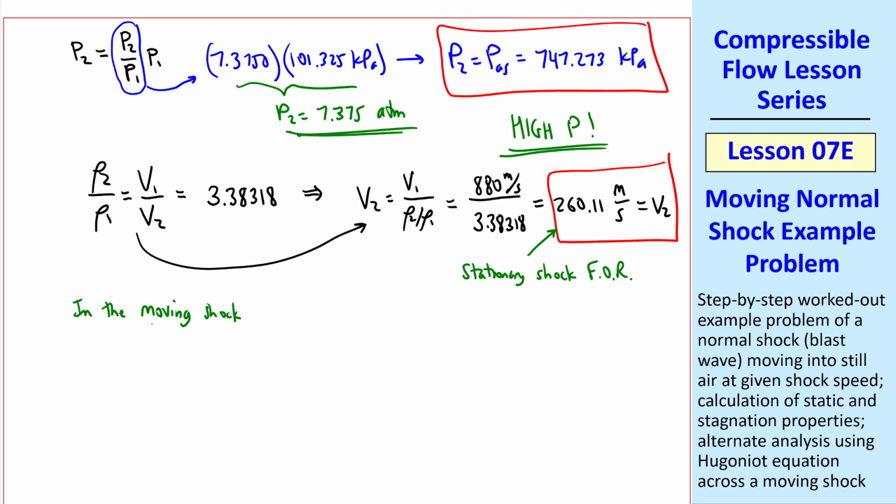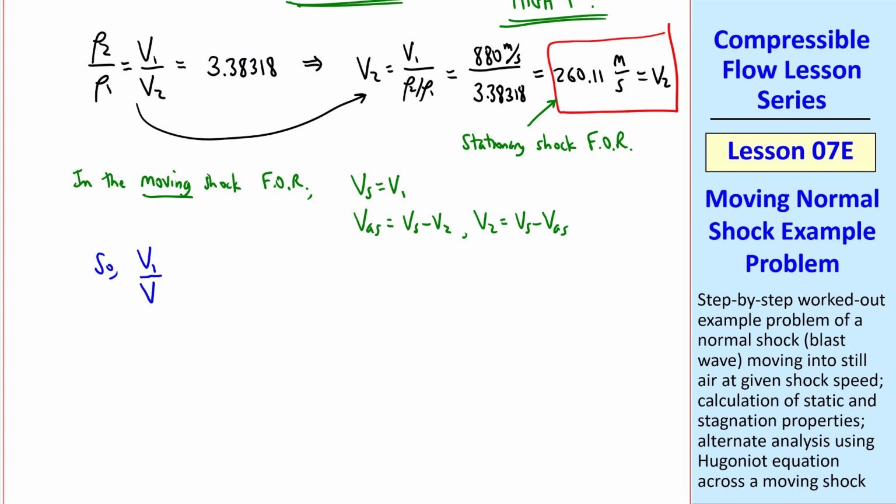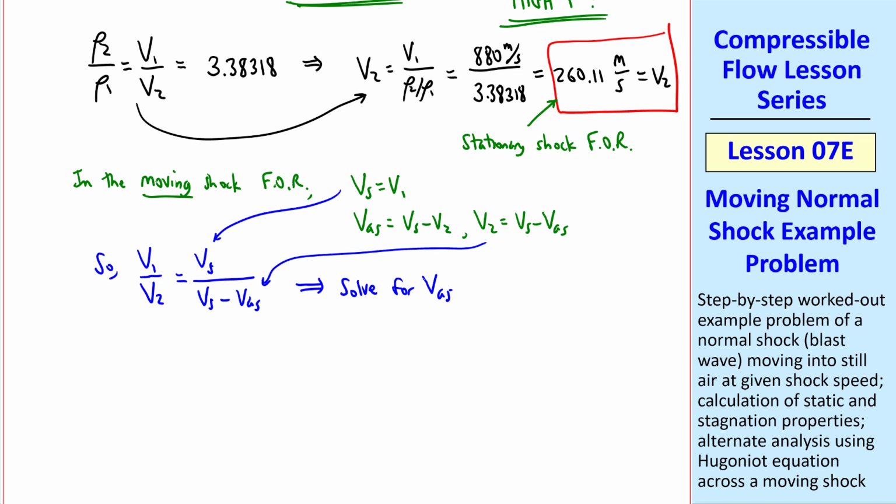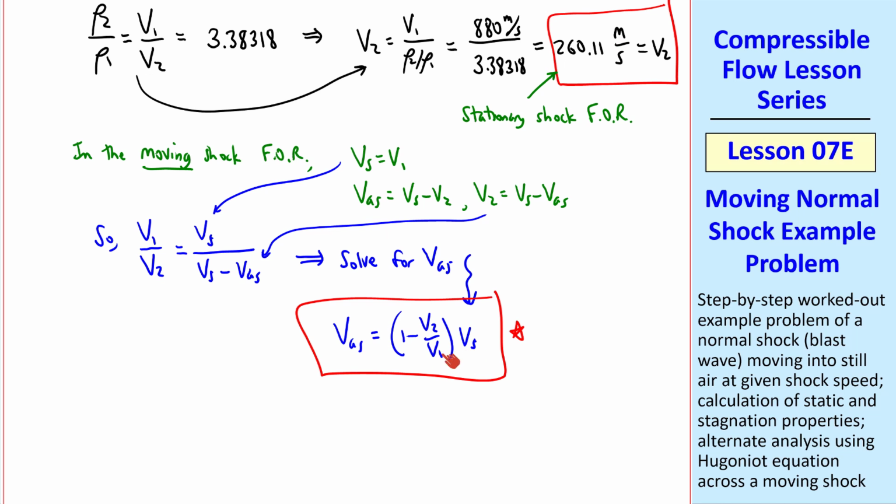In the moving shock frame of reference, we know that Vs is equal to V1, and V after the shock is Vs minus V2, or V2 equals Vs minus Vas. So the ratio V1 over V2 is Vs over Vs minus Vas, which we can now solve for Vas. This involves a little bit of algebra, but we get Vas is 1 minus V2 over V1 times Vs. Well, we know Vs and we know this ratio, which is the inverse of this number.